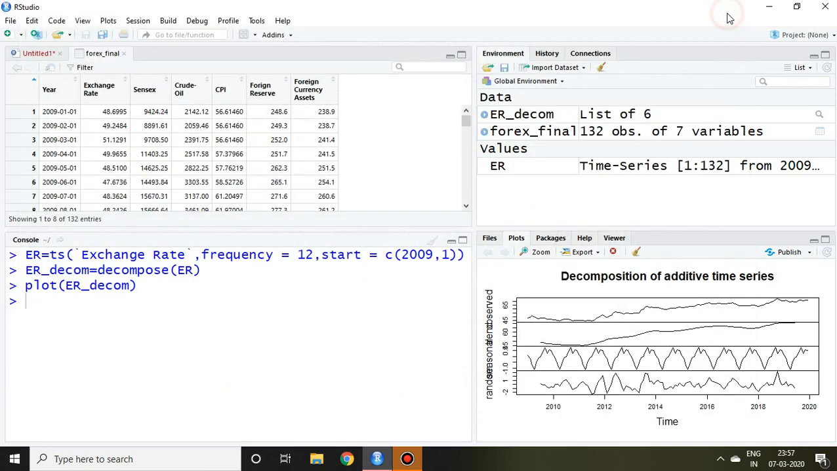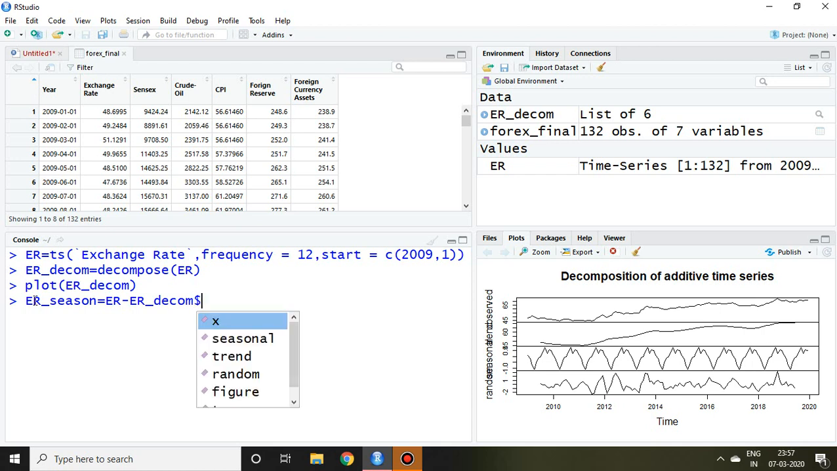Now, if I want to remove seasonal effect from this exchange rate, then I can simply write here ER underscore season equal to ER, because this is my original series, minus ER underscore decom, then symbol of dollar and seasonal, and press enter.